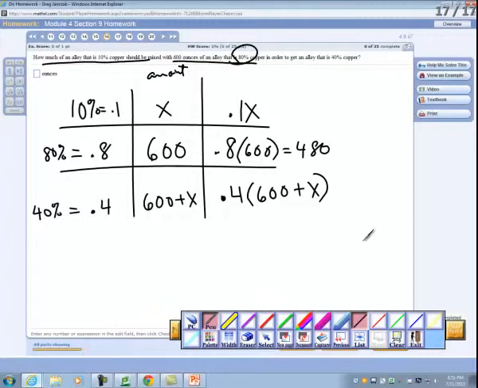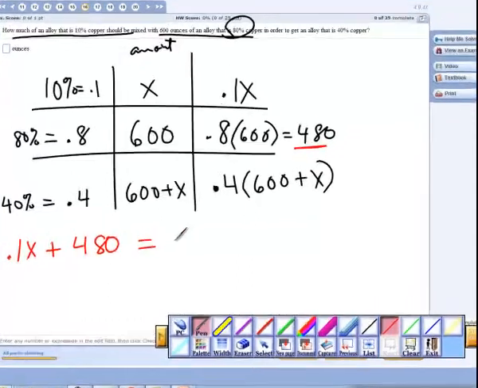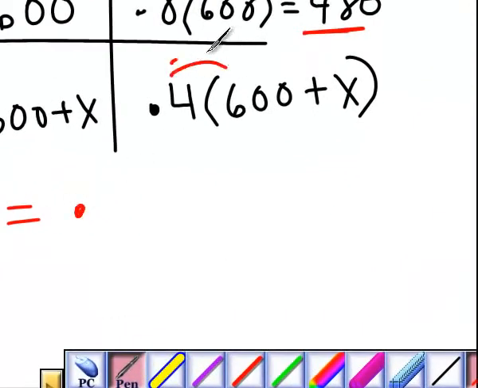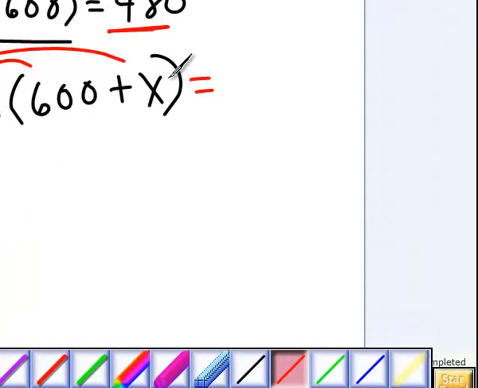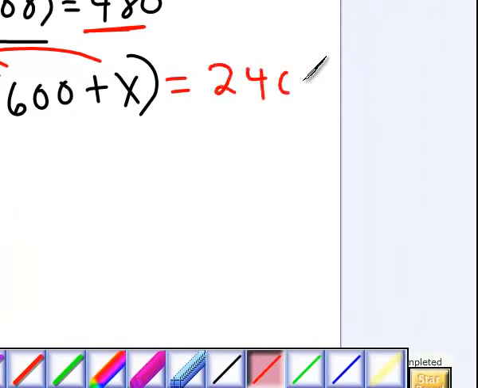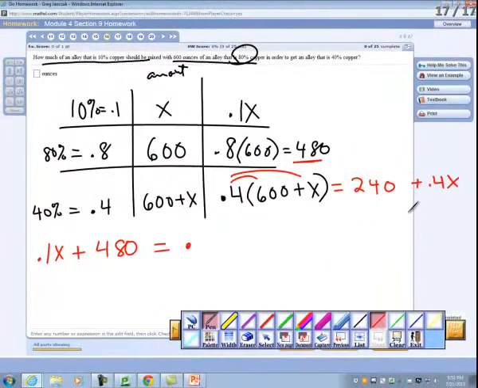Now how do we write our equation? 0.1x, good, plus 0.8 times 600, which I already got. That's 480. Equals, and you can distribute that. So that'll be 240 plus 0.4x. Then solve right from there.